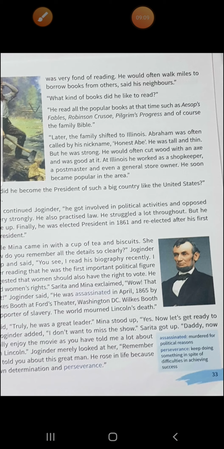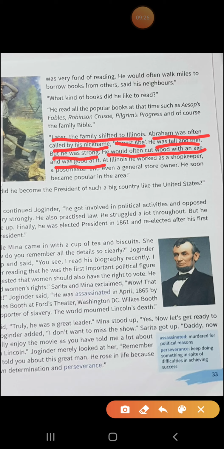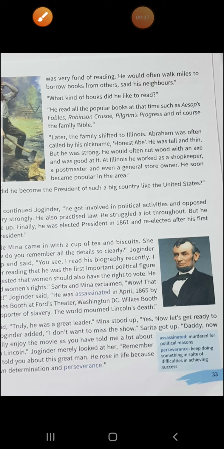Alright. Now see here, later the family shifted to Illinois. Abraham was often called by his nickname, Honest Abe. He was tall and thin, but he was strong. He would often cut wood with an axe and was good at it. At Illinois, he worked as a shopkeeper, a postmaster, and even a general store owner. He soon became popular in the area.